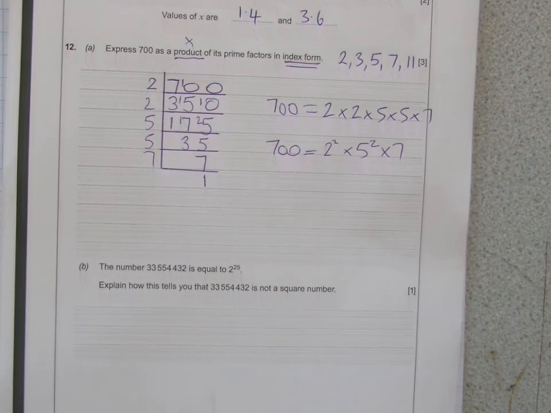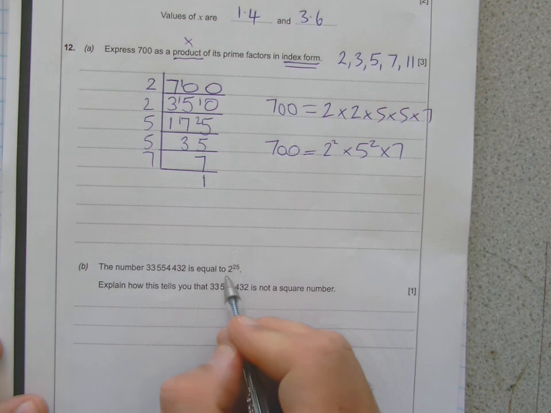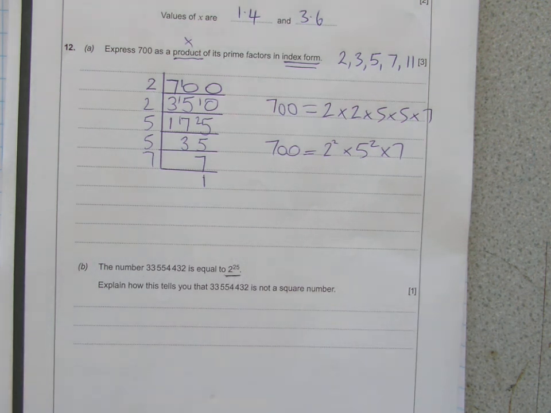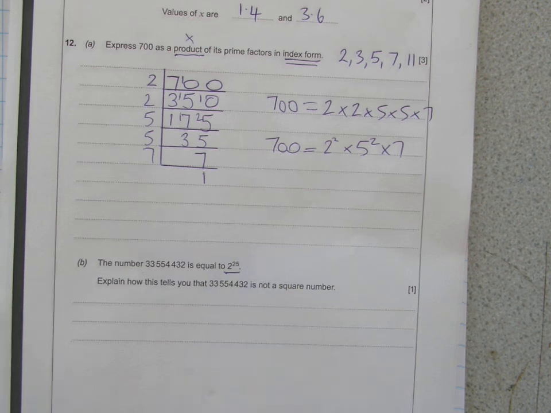In part B, it says the number, this massive number here, 33 million or something, is equal to 2 to the power 25. Explain how this tells you that this big number is not a square number. Now what they've done here is they've written this big number in terms of its prime factorization. They've done what we've done up here, but to a really big number, and it would take ages to do this, but that's all it is. There's no 5s, no 7s, no 3s, it's just 2 to the power 25.